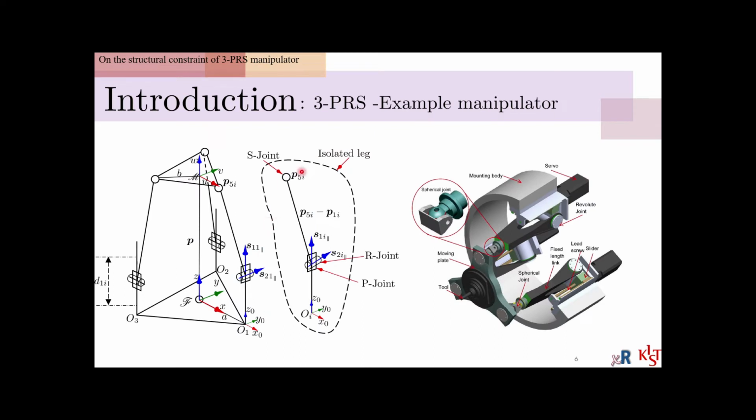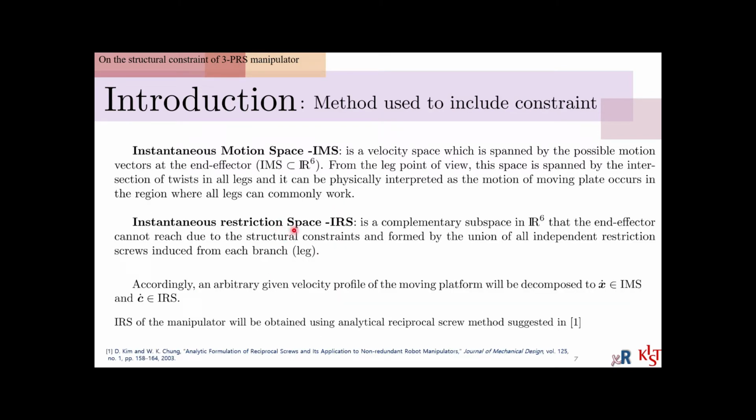This is the example manipulator we use to demonstrate the approach. Our approach starts by isolating the limb from the manipulator so that all the relations will be obtained first at the limb level in the limb frame. In order to analyze the limb motion and constraint, we use the instantaneous motion space and instantaneous restriction space concepts, which are proposed in this paper.